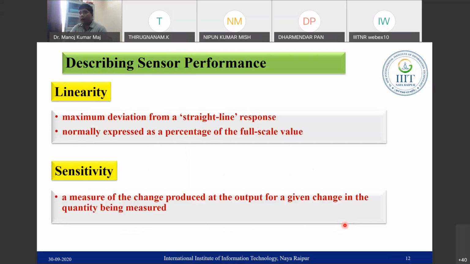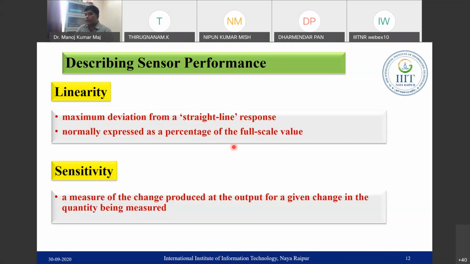Then another sensor performance measure is linearity. Linearity is a very important factor because whenever we are measuring something, the change of voltage or current with respect to time should follow a linear, straight line value. That is called linearity. In the case of linearity, we look at the maximum deviation from a straight line response. If we have a straight line, what is the maximum difference that can occur? That is called the linearity.